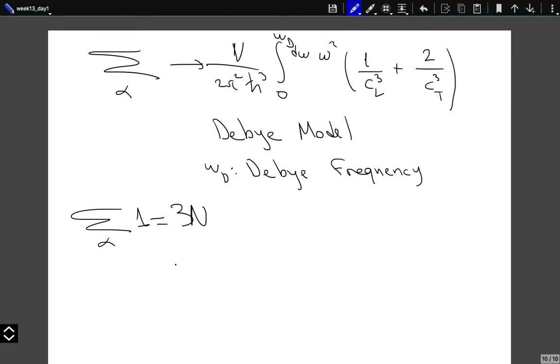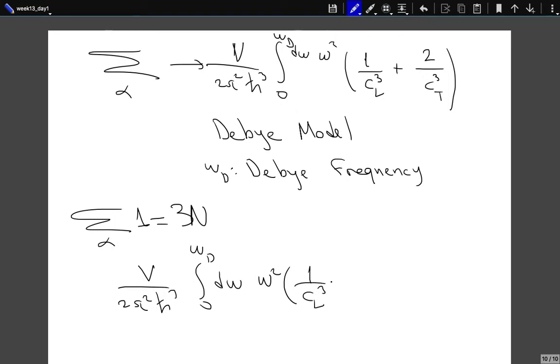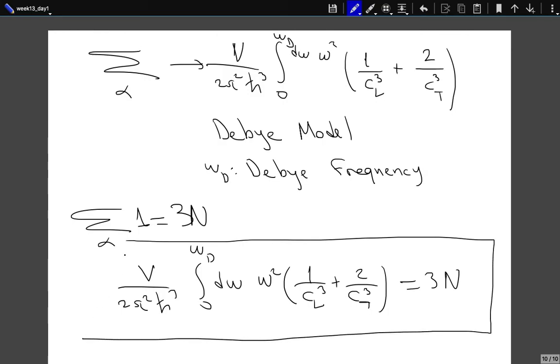So that omega D is determined by V over 2 pi squared h bar cubed, integral from 0 to omega D of dω ω squared, times (1 over c_l cubed plus 2 over c_t cubed), which should be equal to 3N. So this fixes all the parameters in your model. See, the speeds of the longitudinal sound waves and transversal sound waves are already fixed by the properties of your system. They can be measured. This omega Debye, the Debye frequency, can be determined through this relationship.